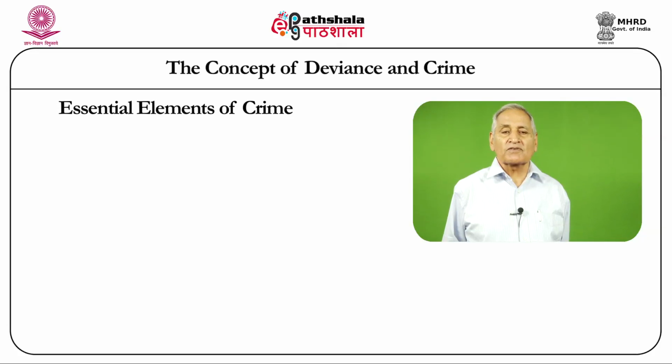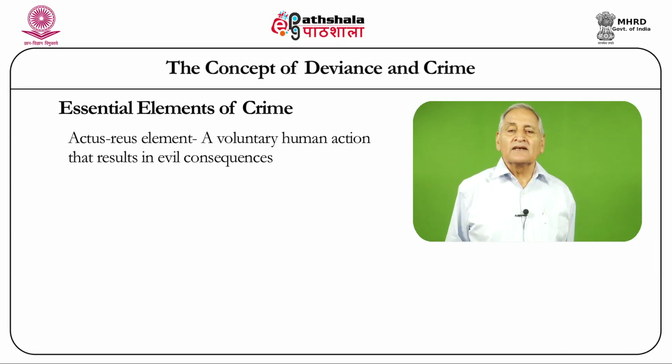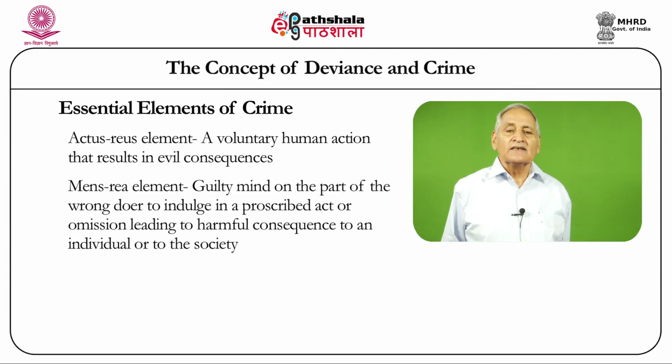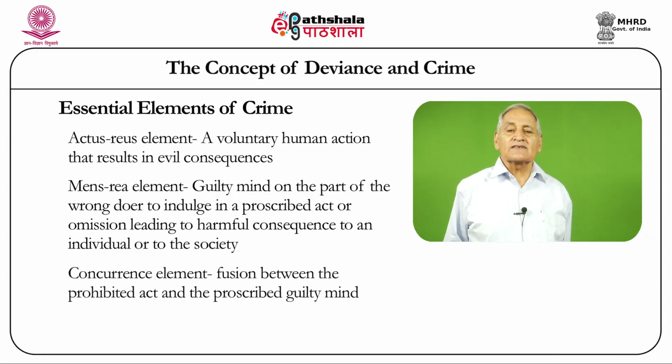The essential elements of crime are the following three. First, the actus reus element, which means a voluntary harmful action that results in evil consequences. Second, the mens rea element, a guilty mind on the part of the wrongdoer to indulge in a proscribed act or omission leading to harmful consequences to an individual or the society. The third element is the concurrence element, which is a fusion between the prohibited act and the proscribed guilty mind.